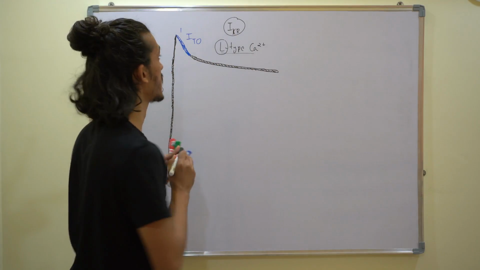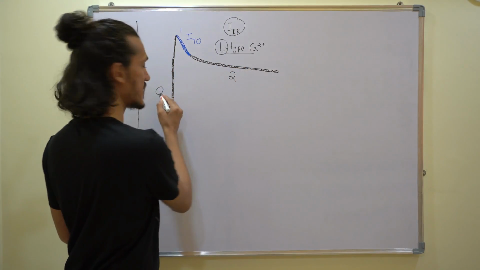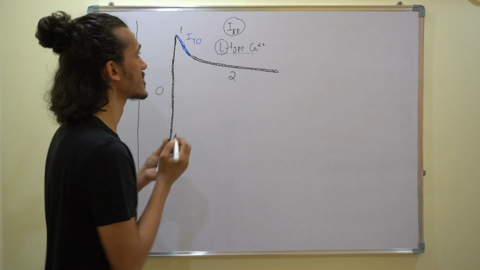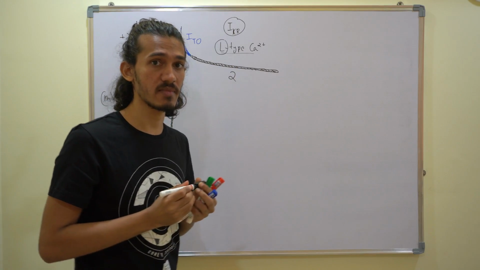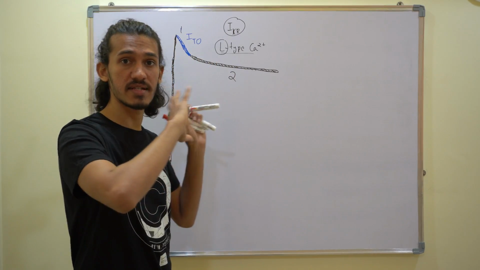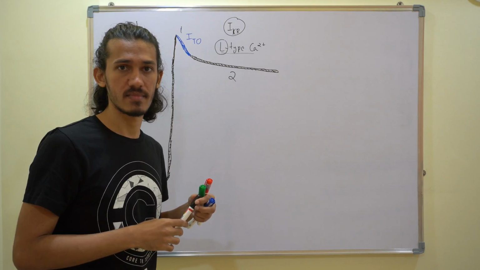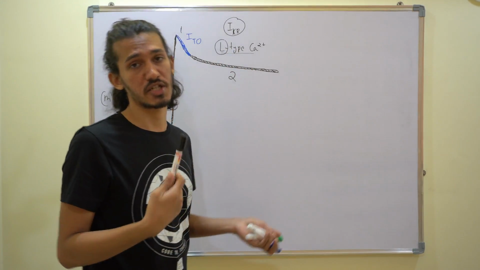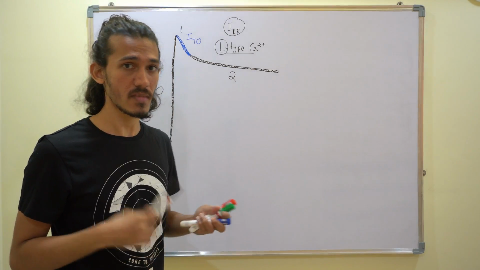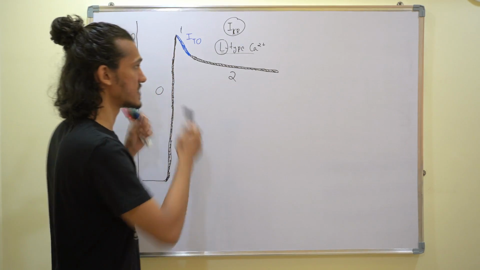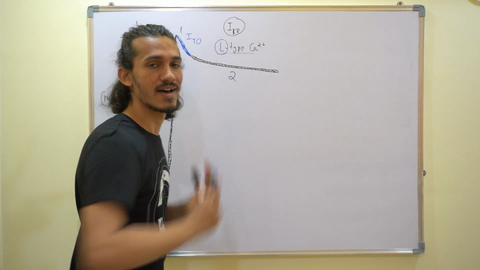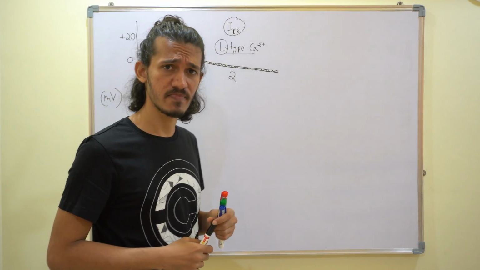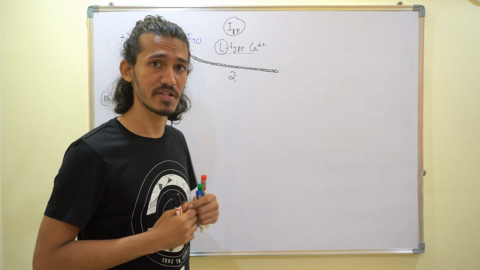So this is phase 2. This was phase 0, phase 1 and phase 2. In phase 2, an L-type calcium channel is opened up, as well as an inward rectifying potassium channel. There was a transient outward potassium channel opening up, and now an inward rectifying potassium channel has opened up. This will prolong the action potential. So why do we need this prolongation of the action potential?